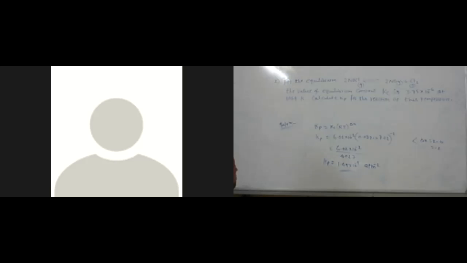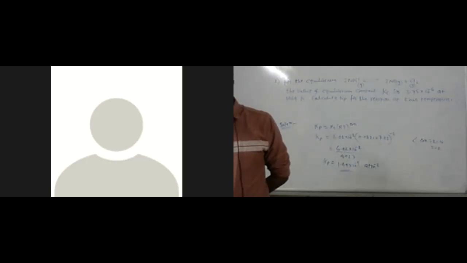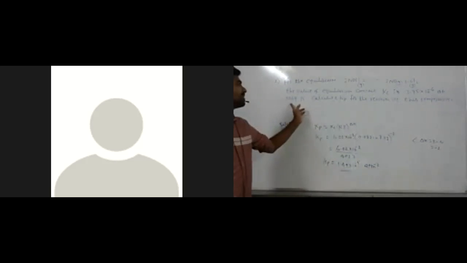Sir, what if the temperature is changed? If the temperature changes, the equilibrium constant changes. Then how? If instead of this temperature you substitute another value, you will get an idea. You get a different Kp value, no? Yes, sir. But apply the same thing. We are applying the same thing.